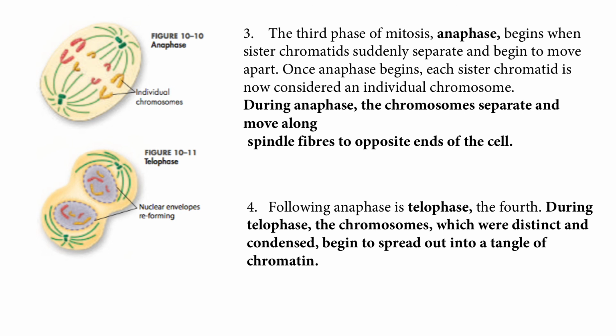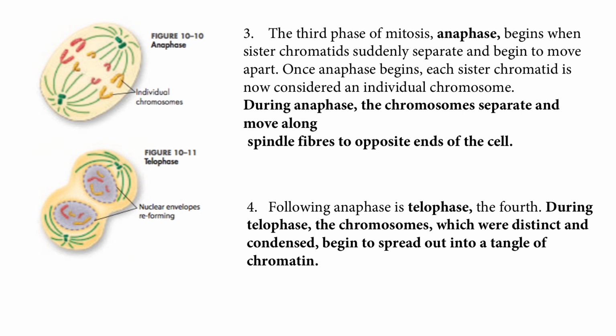Third phase, it's a very important phase, the anaphase. Here the sister chromatids suddenly separate and begin to move apart. And once anaphase begins, each sister chromatid is now becoming an individual or a separate chromosome. During anaphase, the chromosomes separate and move along the spindle fibers to the opposite poles of the cell. Look at the picture at the side. You can see anaphase, individual chromosomes now moving to the opposite ends of the cell.